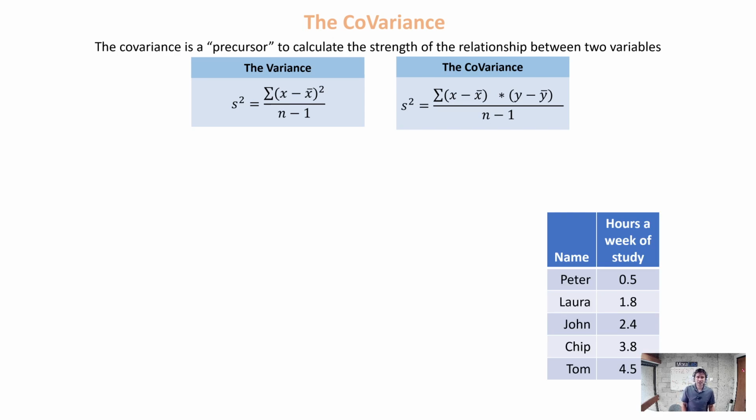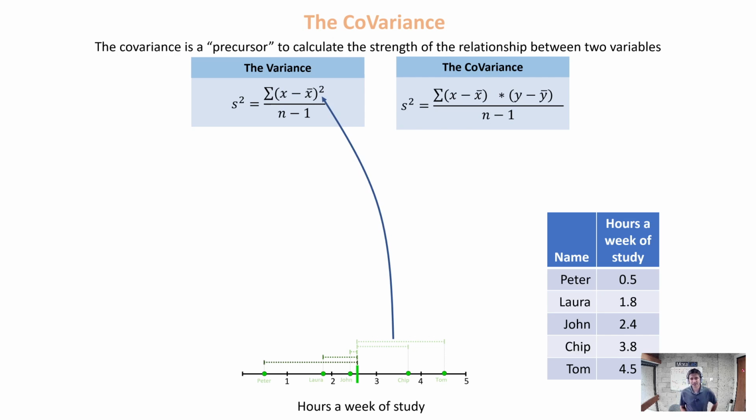Before we begin, let's review the variance. Let's use the data that we used earlier, looking at the hours per week that the students study in my class. We can plot that for Peter, Laura, John, Chip, and Tom. We calculate the mean, which you already know. For every one of the students, we can calculate the difference from the time that they studied to the mean. And if you remember, those differences are what we plot in the variance.